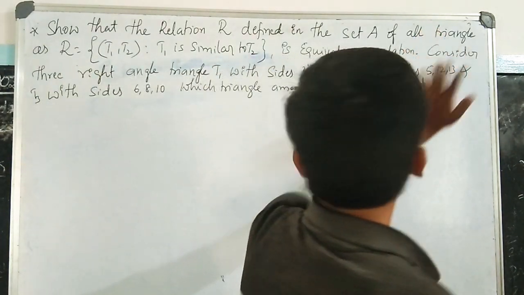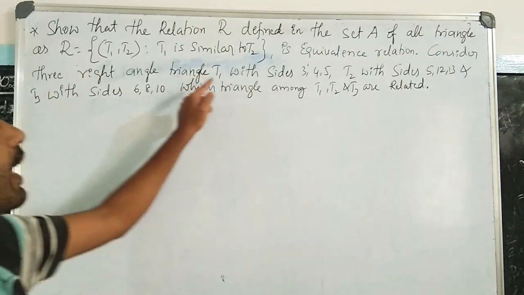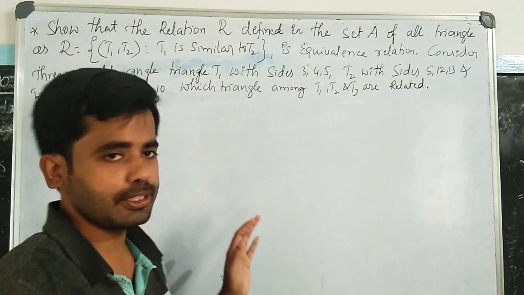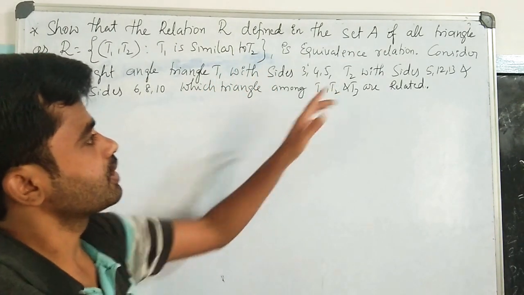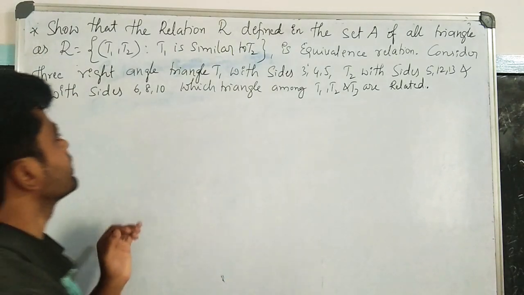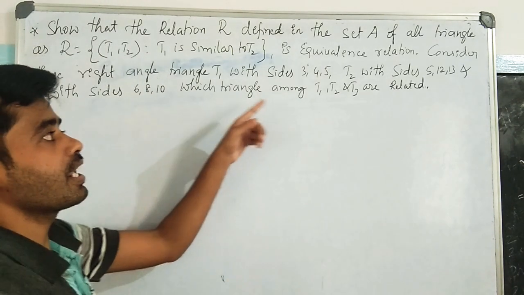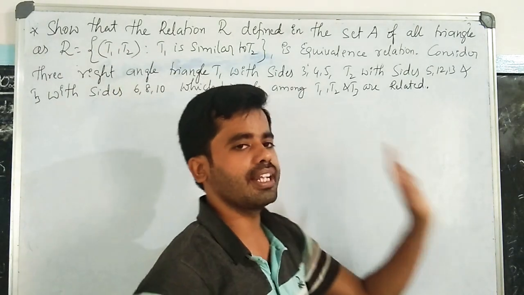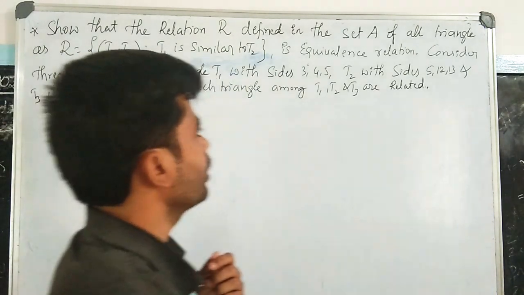And also consider three right angle triangles: T1 with the sides 3, 4, 5, T2 with the sides 5, 12, 13, and T3 with the sides 6, 8, 10. Which triangles among these three are related? We have to show. Okay.